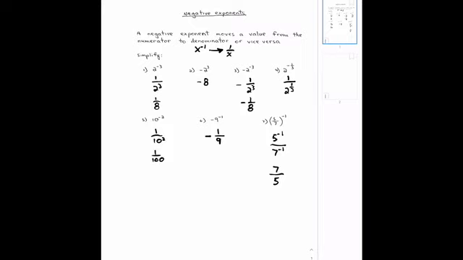Okay, so that's a negative exponent. So what we've done is looked at the order of operations. We've looked at negative exponents. The next thing we're going to look at is radicals.